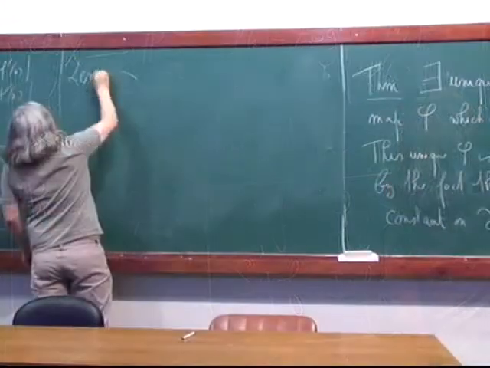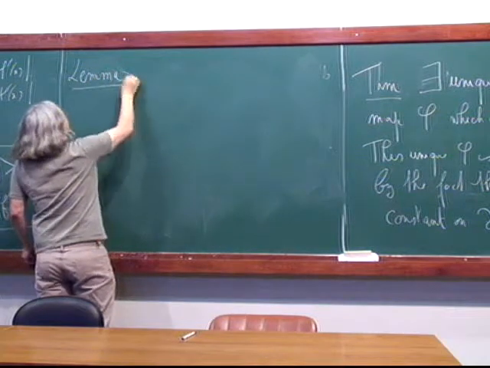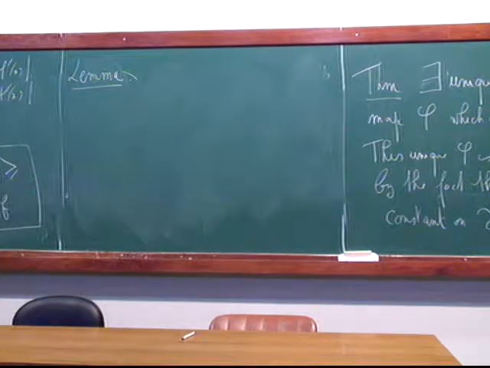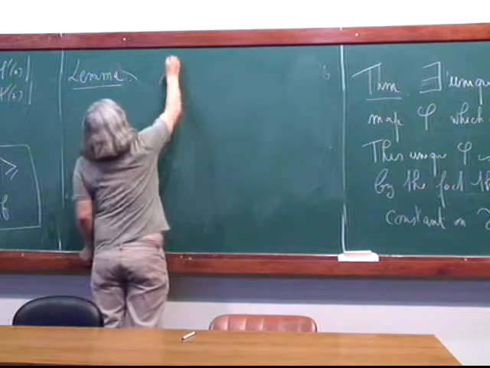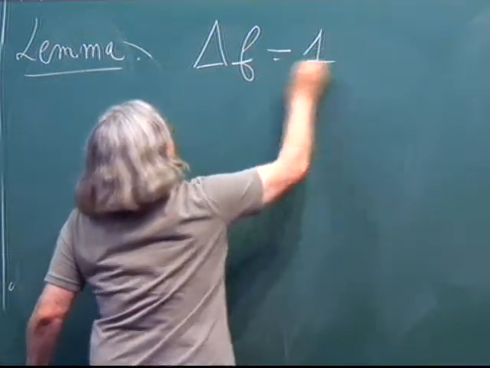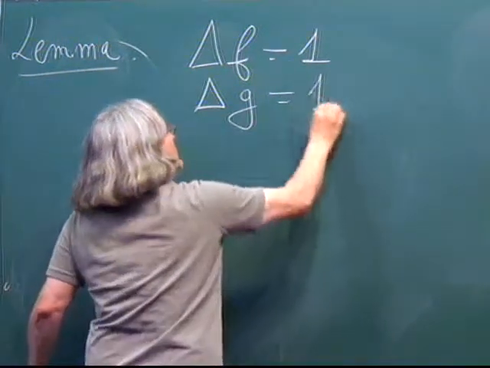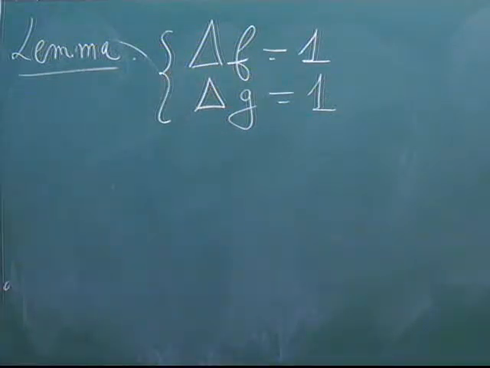That basically I will not prove now, but this is a lemma, which is that these functions f and g are not just any functions. Their Laplacians are equal to 1. So f and g are functions defined on an open set in the sphere. What I claim, and I will say a few words about that later, is that these functions on the sphere have a Laplacian equal to 1. Assume that for a moment.